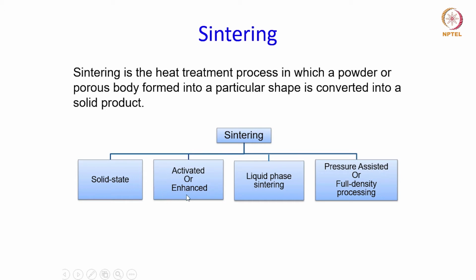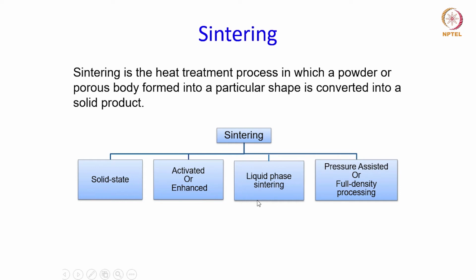And you can have some variants of this solid state process. For example, you can have activated or enhanced sintering, in which an agent or an activator can be added to enhance the sintering, or there are some other means also to enhance the densification. For example, a phase transformation can be used to enhance it. Those kinds of processes are known as enhanced sintering.